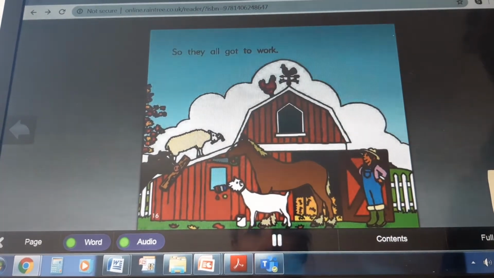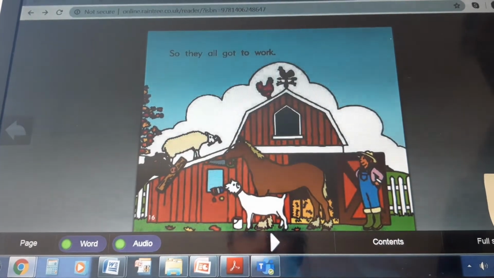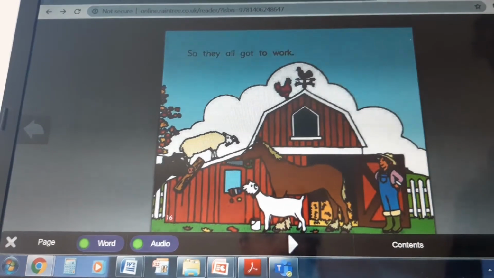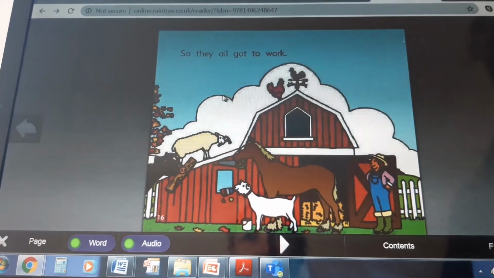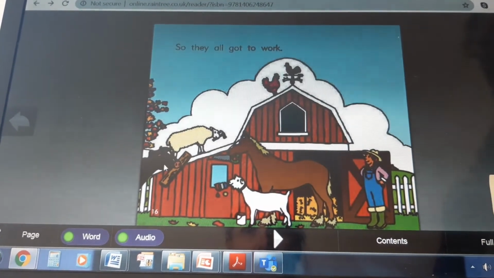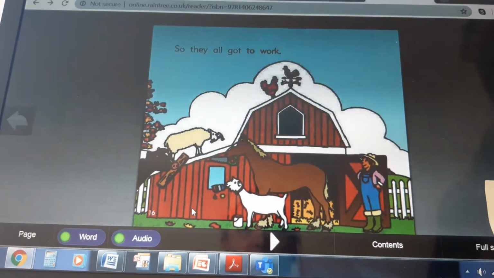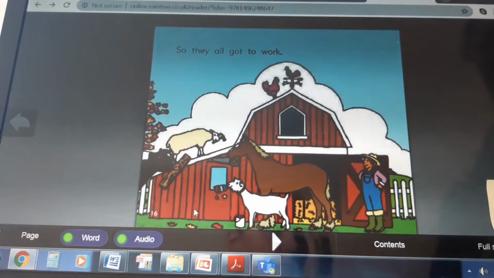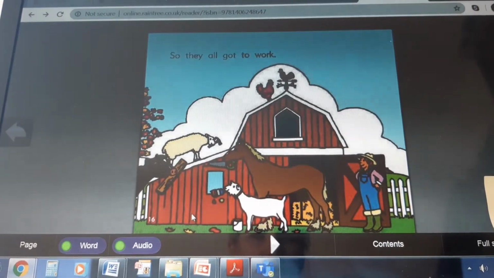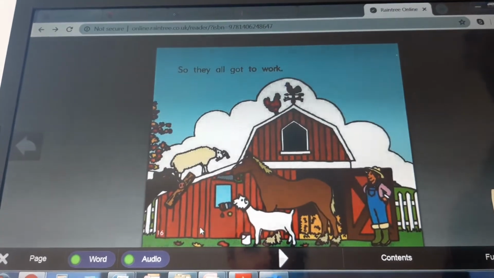So they all got to work. And that's the end of the story. What have they decided to do? Can you see? What was her idea? Yeah? Got them all working. What have they made there? Have a think about what Farmer Jill's idea was and talk to an adult about that. What do you think's happened there? What was her idea at the end of the story?